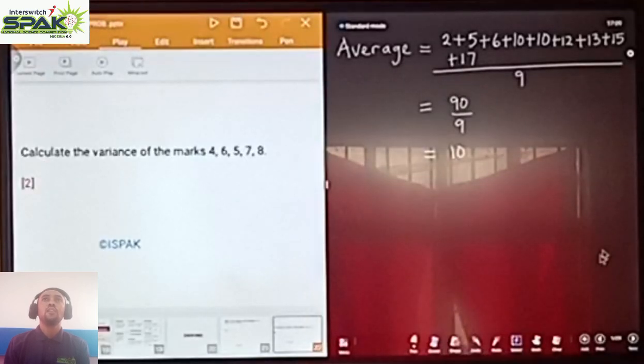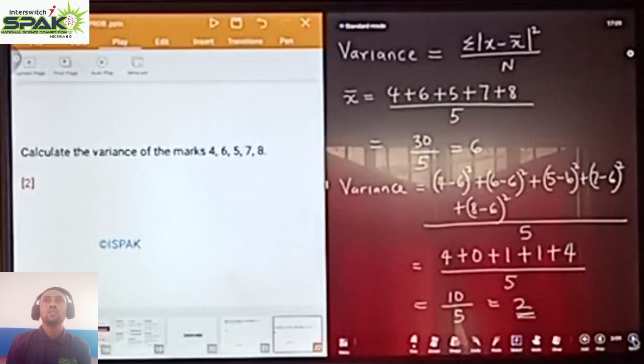The next one, find the variance of the numbers 4, 6, 5, 7, 8. Variance is the formula given there. The first step is to find the mean, that is, add up all the numbers and divide by 5. Then we have 6 as the mean. Then subtract the mean from each data, square, and divide the sum by 5. Then you see your answer will be 2. So that is the variance.